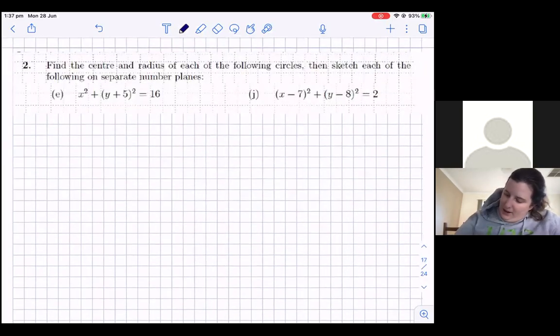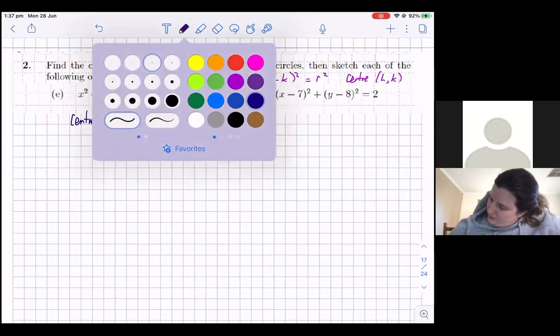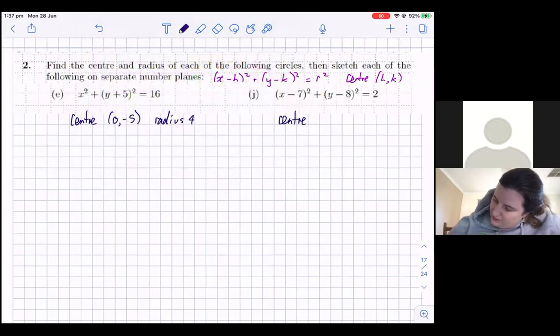Circles, hooray! The center. This one has been moved left nothing and down 5, so 0, negative 5. The radius 4. So don't forget, hopefully you remember, we've got x take h squared plus y take k squared equals r squared. So the center is at h comma k. So here the center is at 7 comma 8. The radius must be root 2.